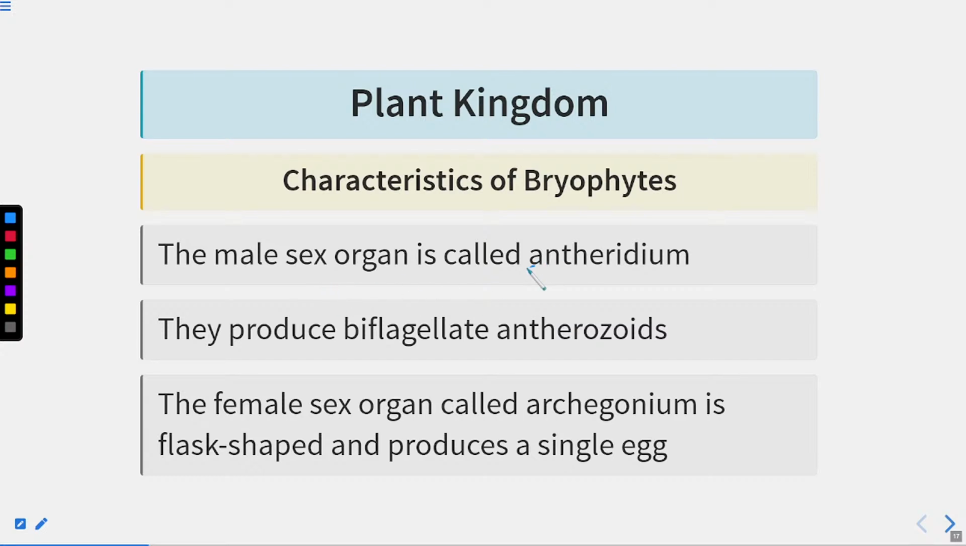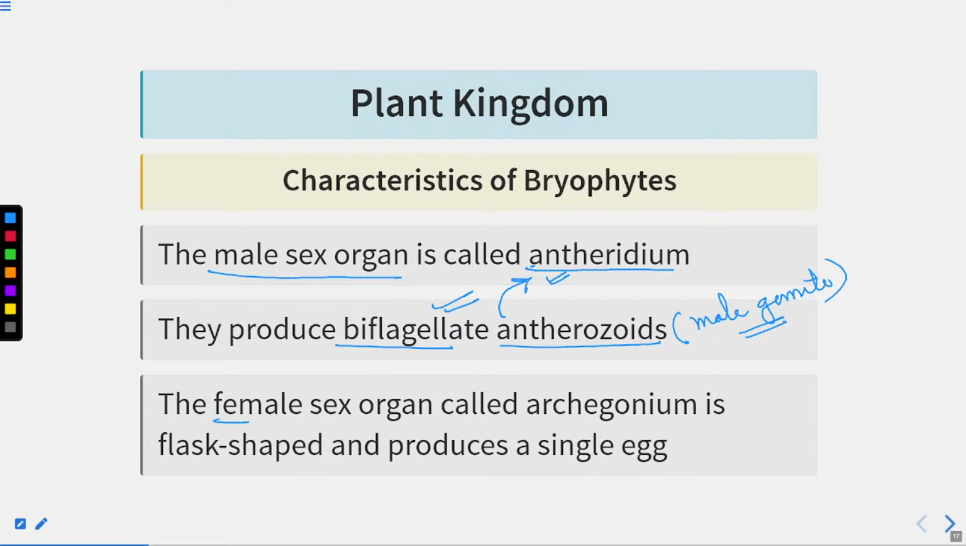The male sex organ is called antheridium, and it produces biflagellated antherozoids. So this is the male gamete. This male gamete is produced where? It is produced in antheridium. That is the male sex organ.